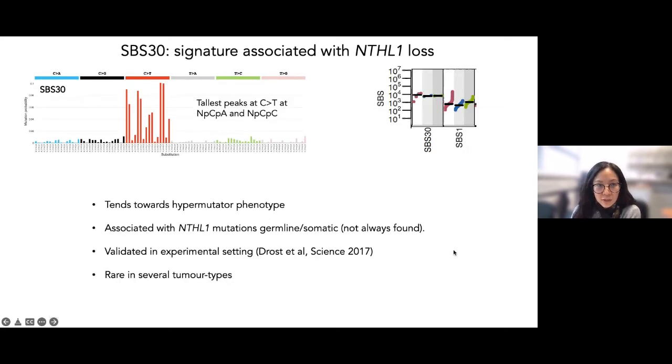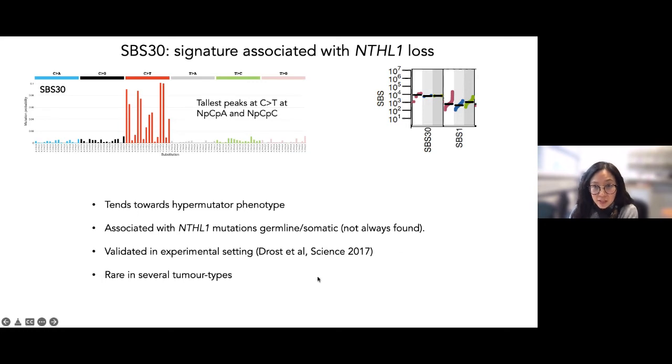This is SBS30. C>Ts, and they have this very particular pattern in pairs. The tallest peaks are C>Ts at NpCpA or NpCpC, where NpCpA is this first one here, that one there, that one there. NpCpC is that one there, and that one there. They tend to have a slightly higher mutation burden, tending toward a hypermutative phenotype, but not perhaps as high as the mismatch repair signatures. They tend to be associated with NTHL1 mutations in the germline and/or somatic. And again, they're not always found.